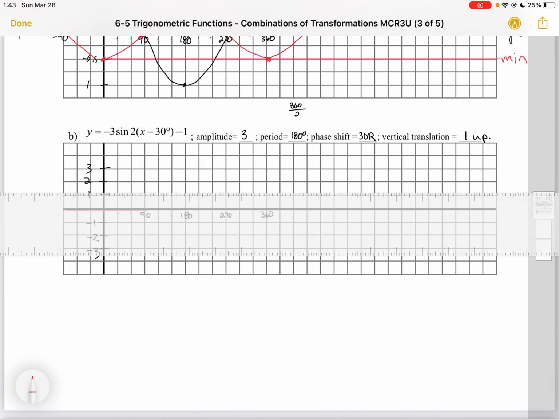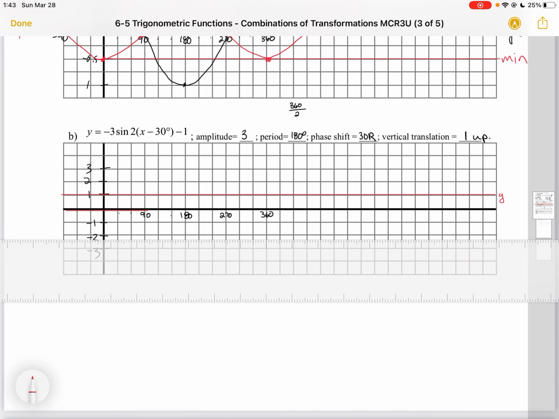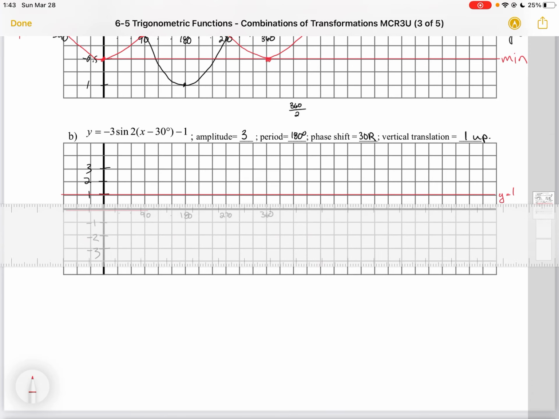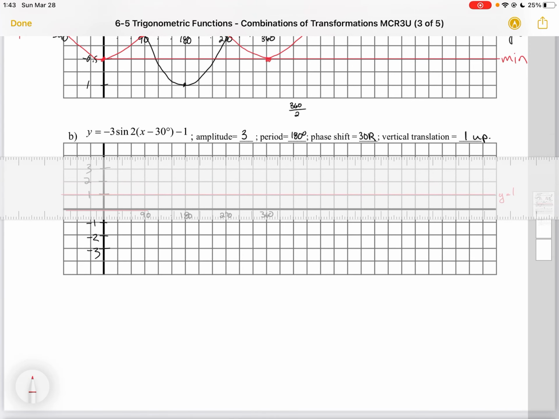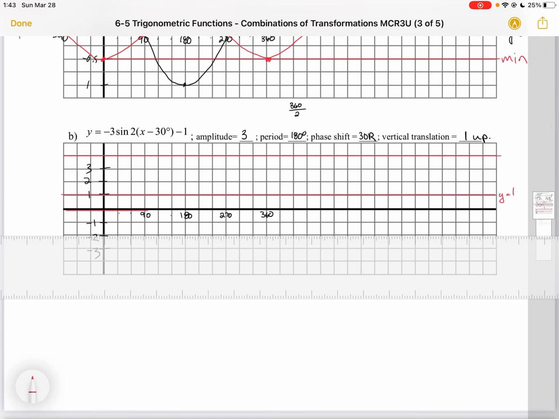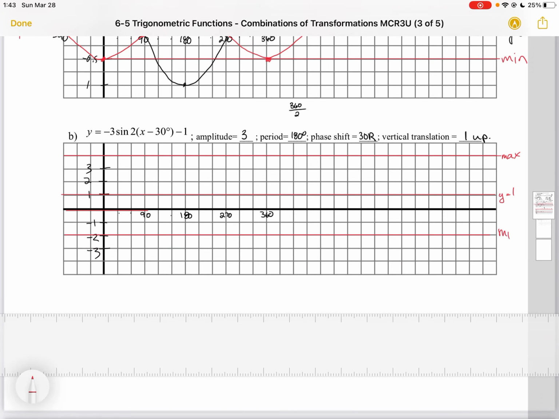my axis of the curve, which is 1 up, so it's right here. So I've got y equals 1. My maximum value is 3 above that, so right up here, I've got my maximum, and my minimum value is 3 below my axis of the curve, so right at minus 2. I've got my minimum.